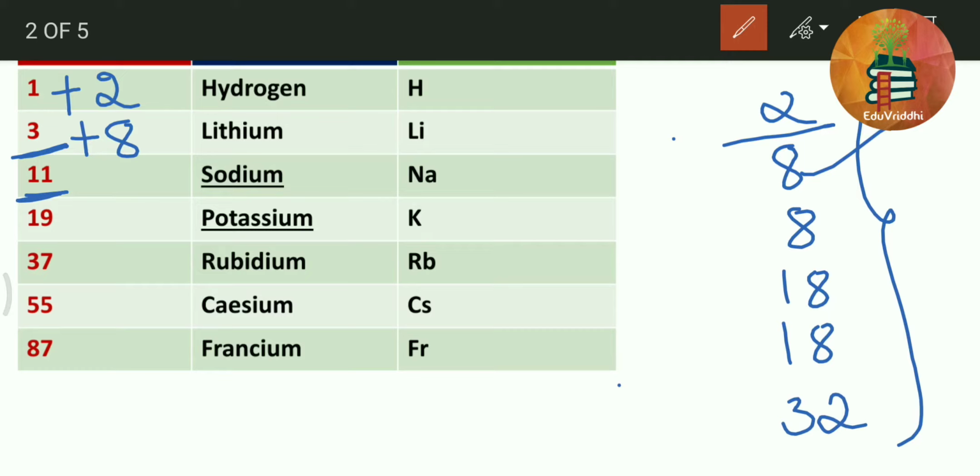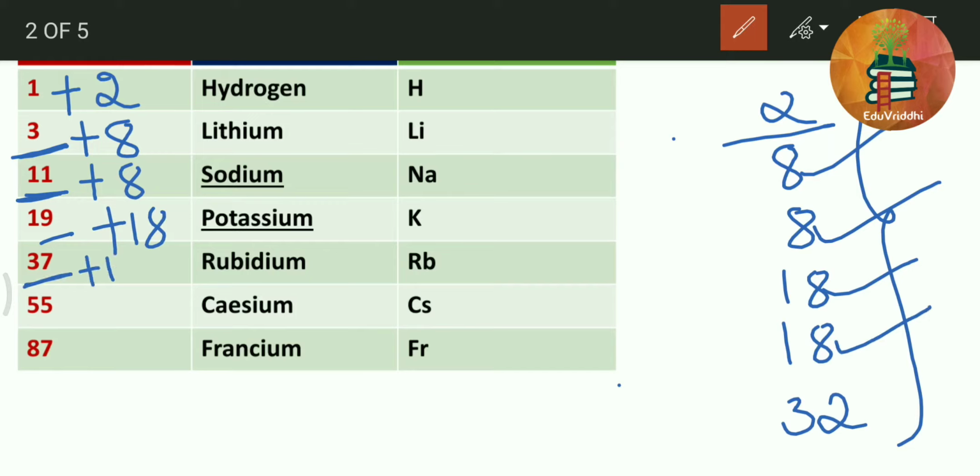So we got the next atomic number. Once again add the next magic number to this 11. So 11 plus 8 is equal to 19. Then add the next magic number: 19 plus 18 will be equal to 37. Once again add 18 to this 37. We will get 55. Finally add the last magic number, that is 32. So 55 plus 32, we will get the answer as 87. So by using these magic numbers, we can easily calculate the atomic numbers of the succeeding elements.